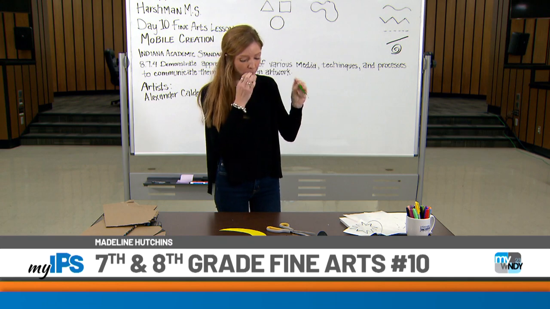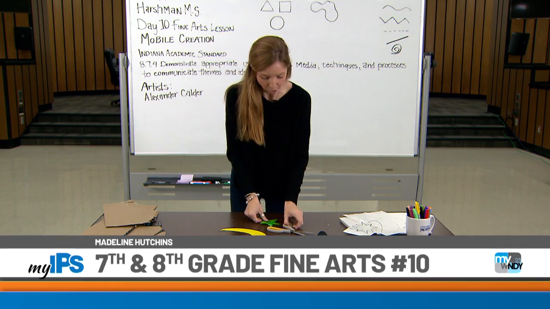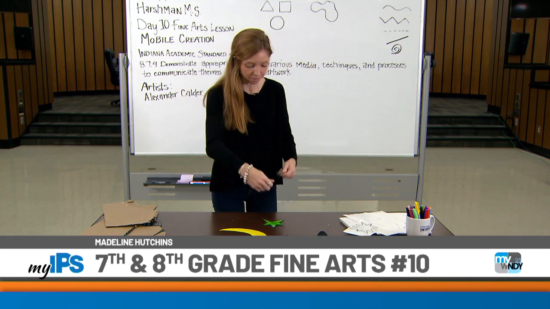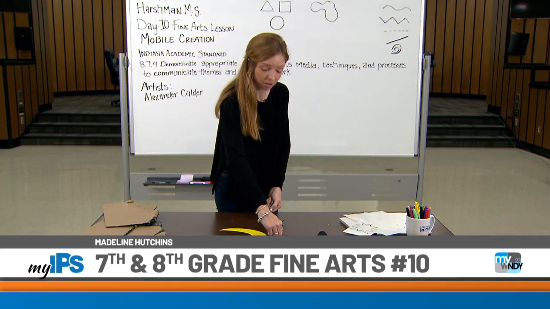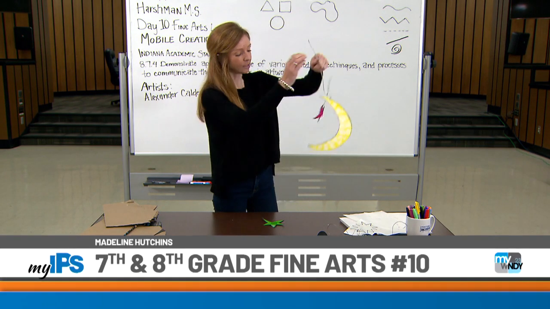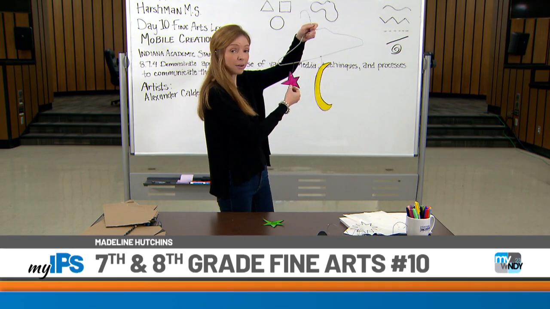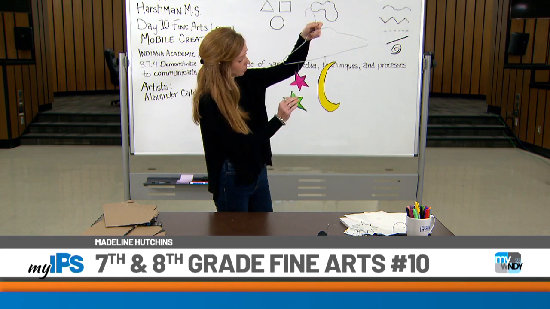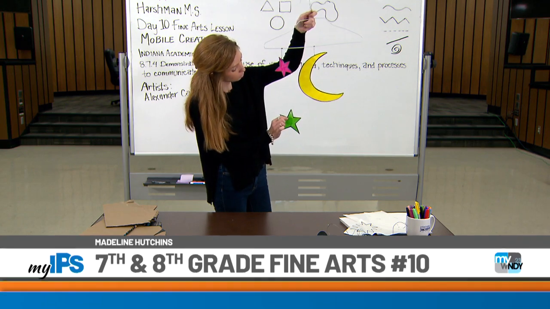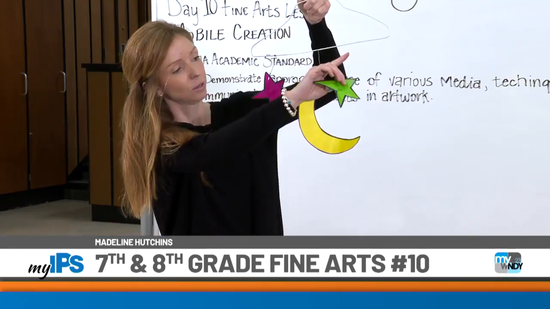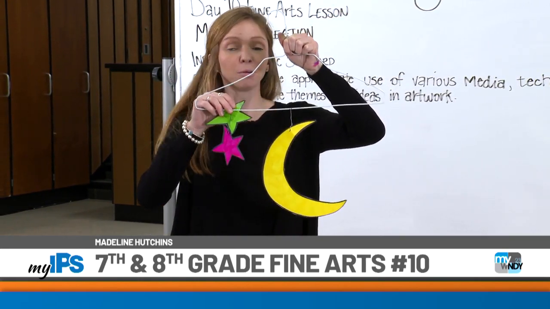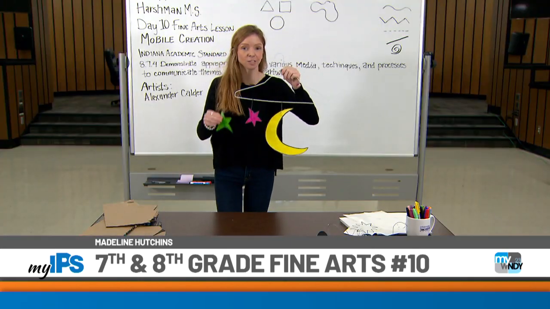Okay, so I am going to go ahead and finish up with this. I'm going to measure the length of the wire and determine where I would want to put that. The next thing I would need to do is cut another hole here to hang my star down here. So I think I would probably drop it a little bit down there, and then I would do a couple more stars over here. So that would be the mobile lesson for day 10.